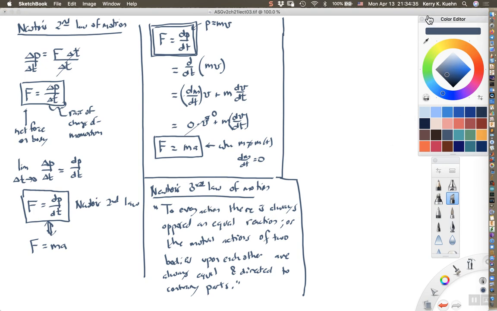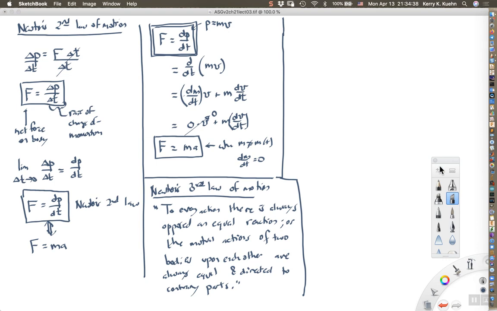So to every action, there is always opposed an equal reaction. So you keep in mind, first of all, that these terms, action and reaction, are synonymous with our terms force, or counterforce, you might say. So to every force, there's opposed an equal and opposite force. Okay, so that's something to keep in mind, first of all. Or the mutual actions of two bodies upon each other are always equal and directed to contrary parts.